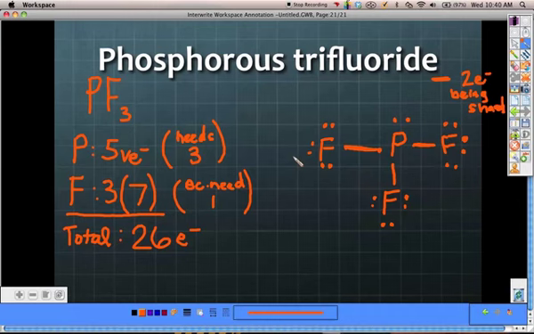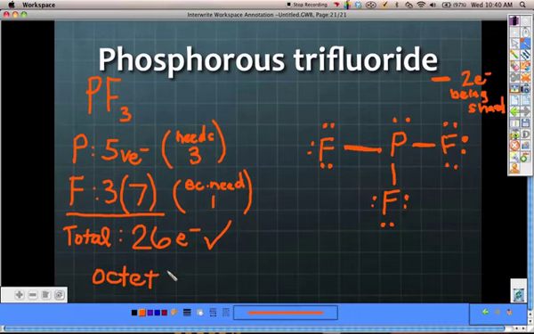So now I need to do some of my checks. First of all, I want to see if I have a total of 26 electrons. So I can count 2, 4, 6, 8, 10, 12, 14, 16, 18, 20, 22, 24, 26. Sure enough, I have 26 total electrons. Yeah? So, does it always share 2 electrons? Not always. Yeah. Good question.